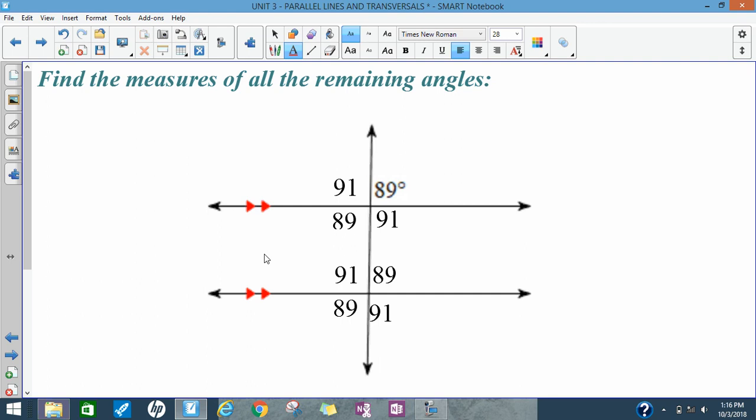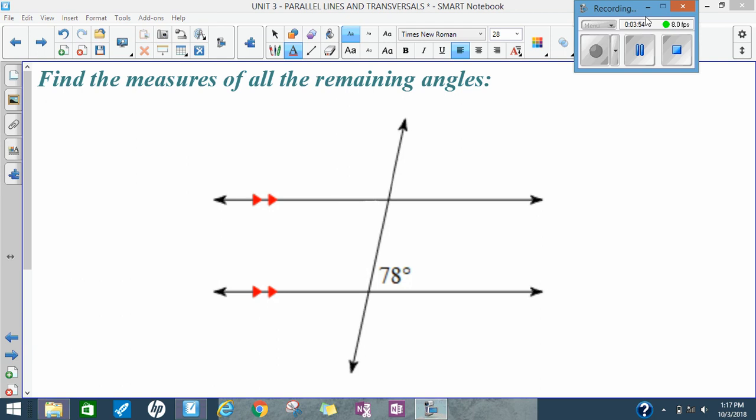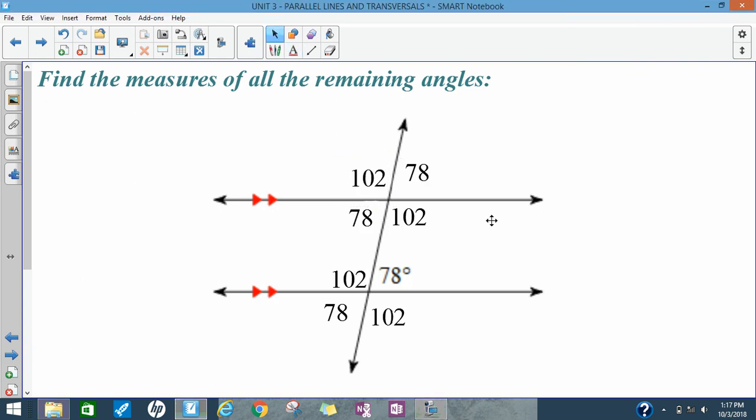There you go. 2 parallel lines and a transversal. I have 8 angles, but they're only one of 2 angle measures, either 89 or 91 degrees. So I want you to give the video a pause. I want you to fill out all the missing angles here based on what we did on the last 2. So what you should have is 4 angles that measure 78 degrees and 4 angles that measure 102 degrees.